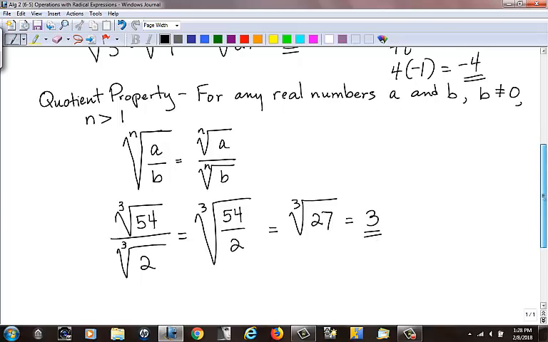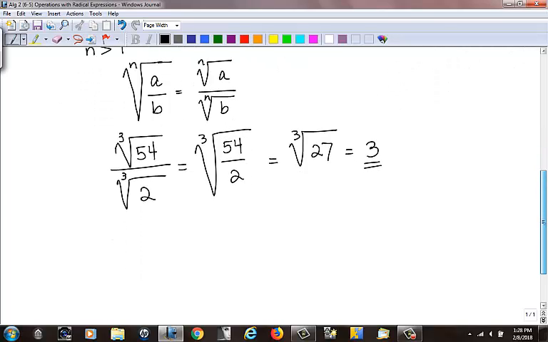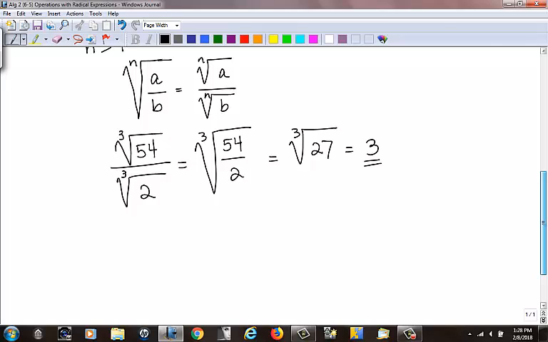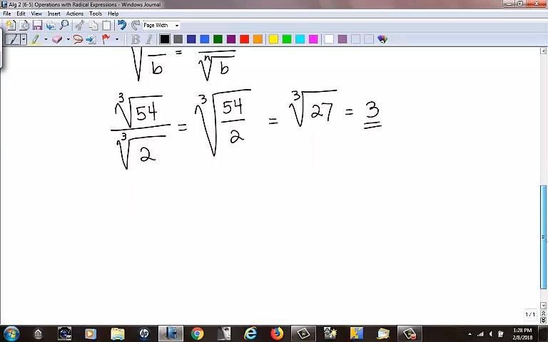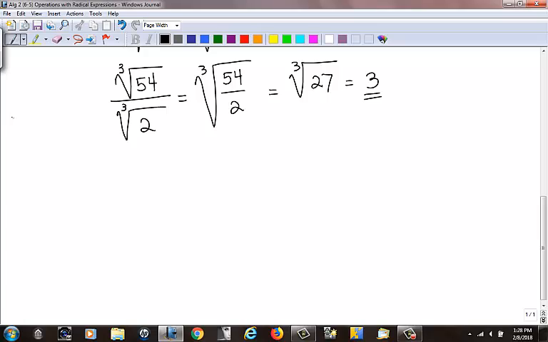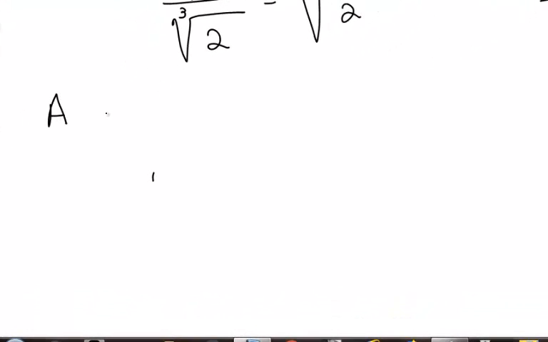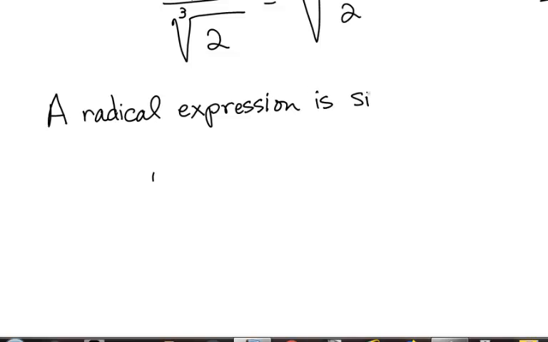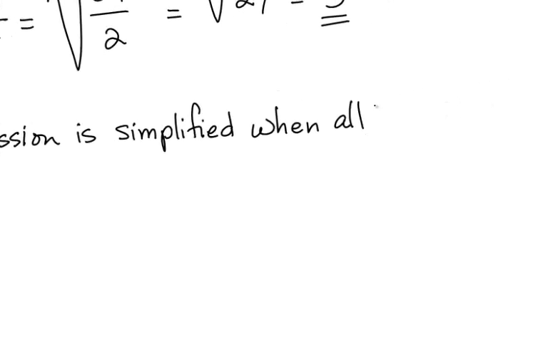Then the author goes through when a radical expression is simplified. There are 4 parts to this. A radical expression is simplified when all the conditions are met.